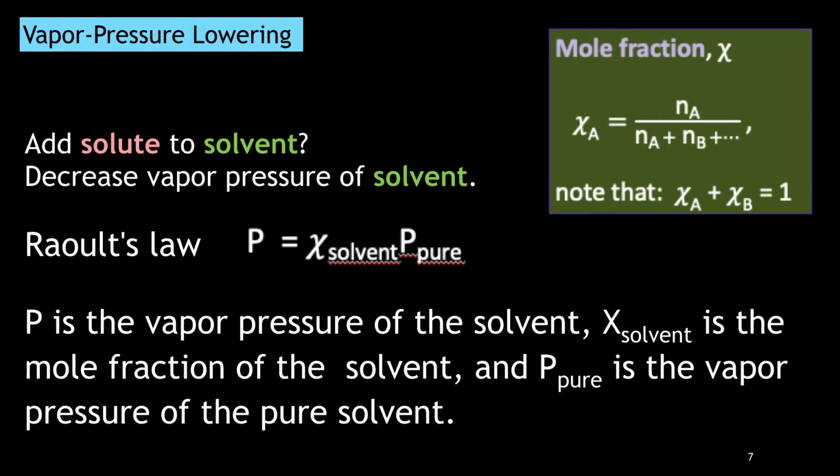Adding a solute to a solvent lowers the vapor pressure of the solvent. The new lower vapor pressure is calculated using the mole fraction of the solvent and the vapor pressure of the pure solvent. Remember that mole fraction is equal to the number of moles of a component divided by the total number of moles of the mixture.